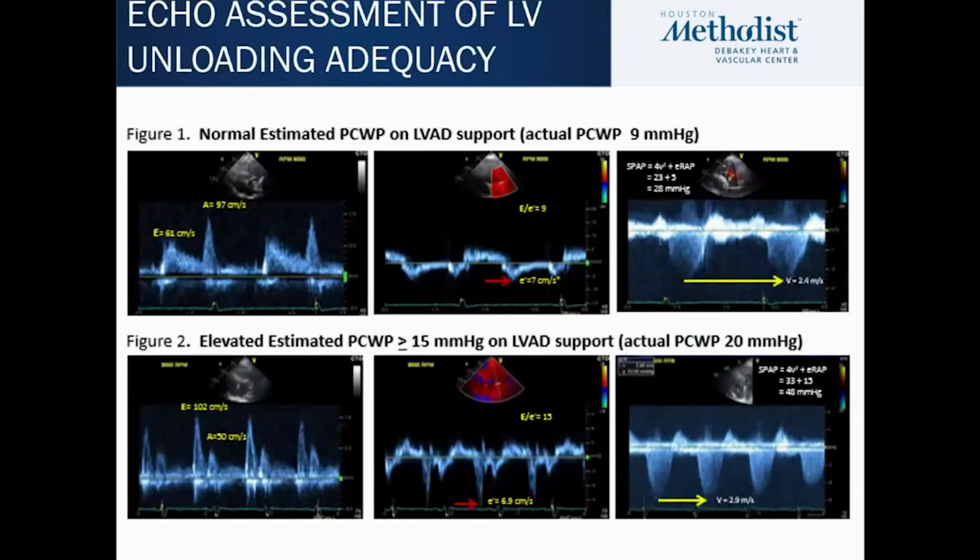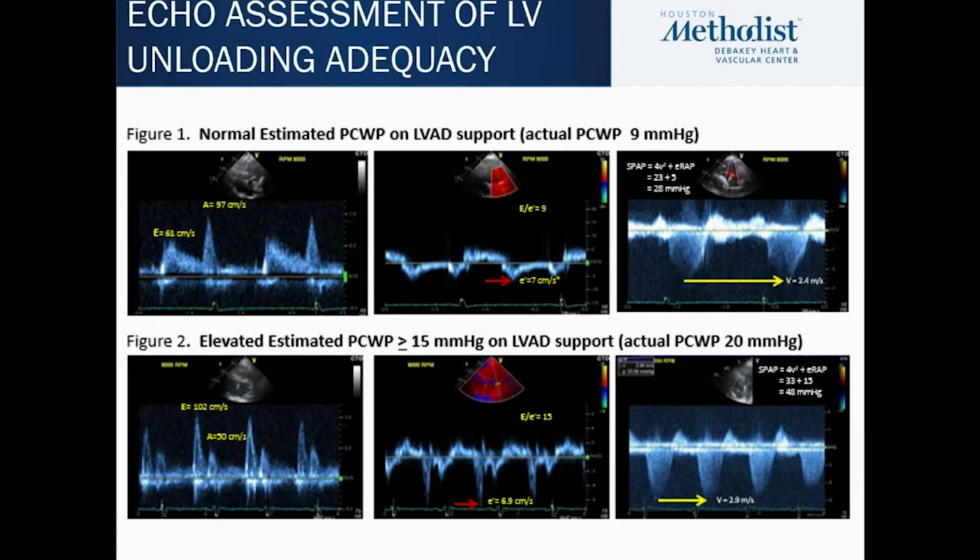And so this is an example of how an unloaded and not so unloaded LVAD patient would look. If you look at figure 1, this is from somebody who has normal filling pressure. So you can see a nice E to A ratio. E prime, of course, is reduced, somebody who has had cardiomyopathy, and then the PA systolic pressure is normal.